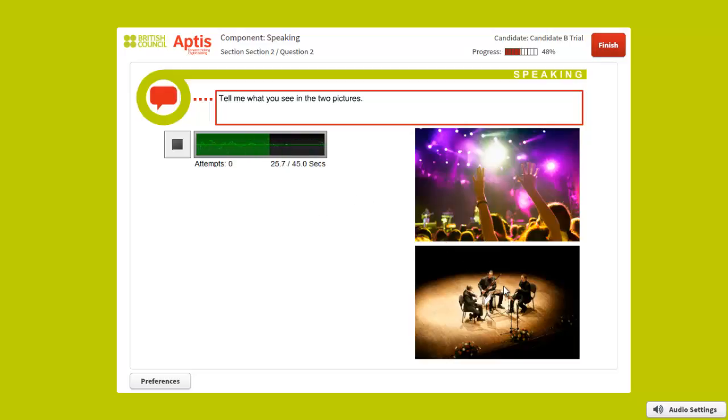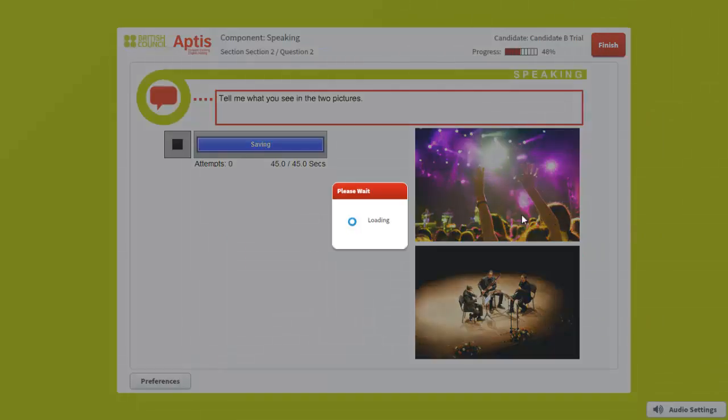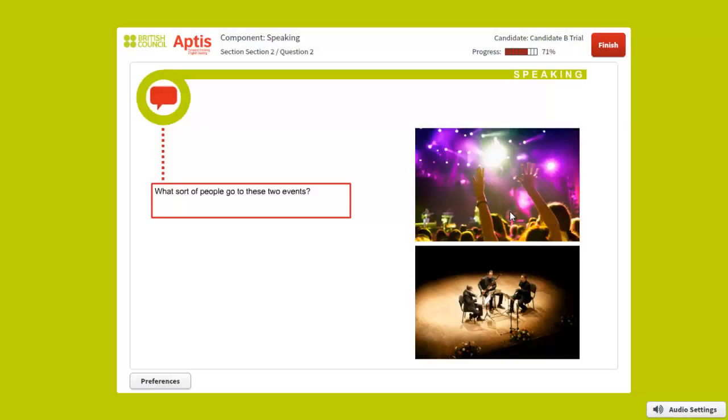Also, you can speak about the time, where are they, what are they doing, what the relation between the first and second, what the contrast between the two photos. So give yourself a chance to speak in a good way, fluently, and give full description of the two photos. Don't pay attention to one only. You have to pay attention to the two photos at the same time, and also make a kind of parallel between them. What sort of people go to these two events?